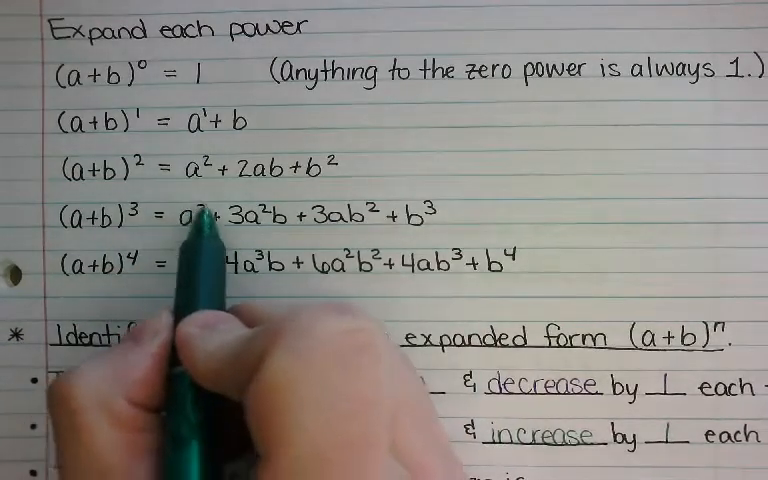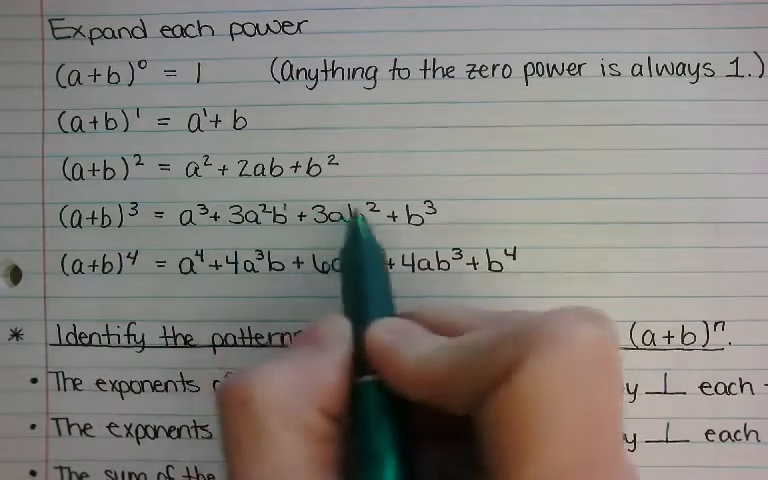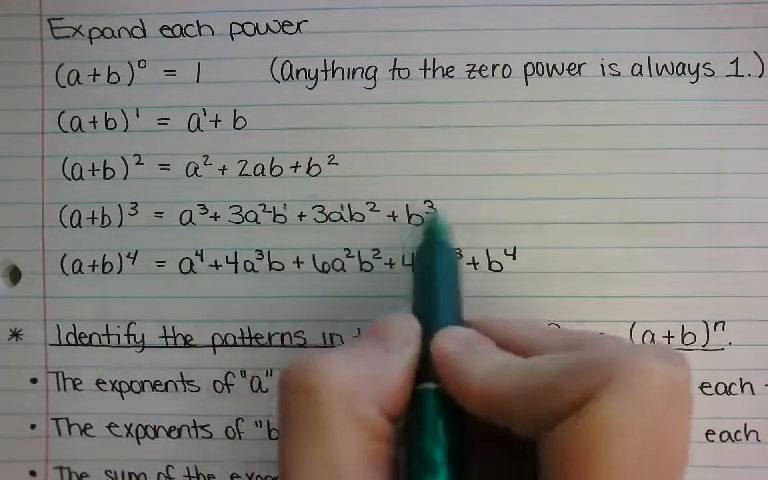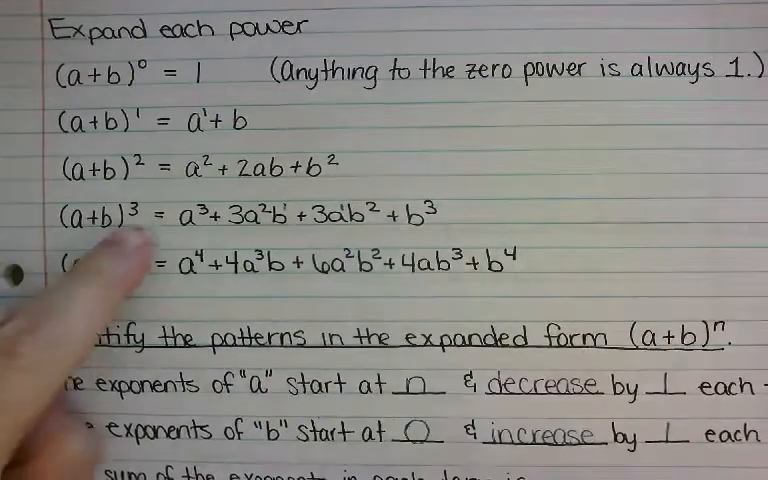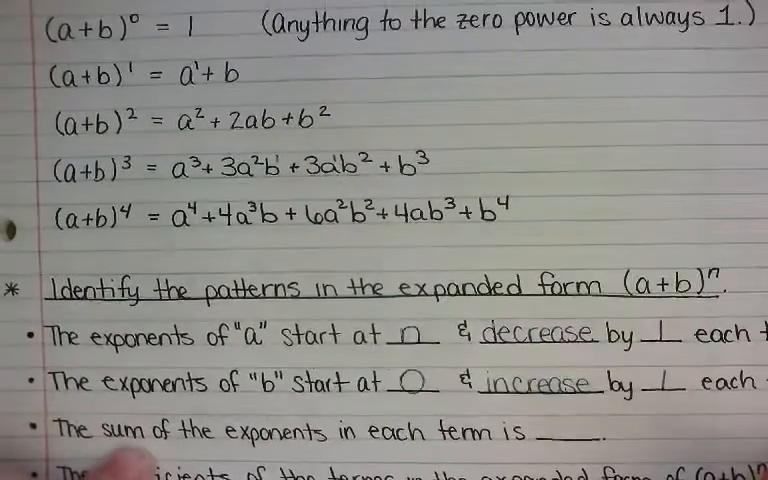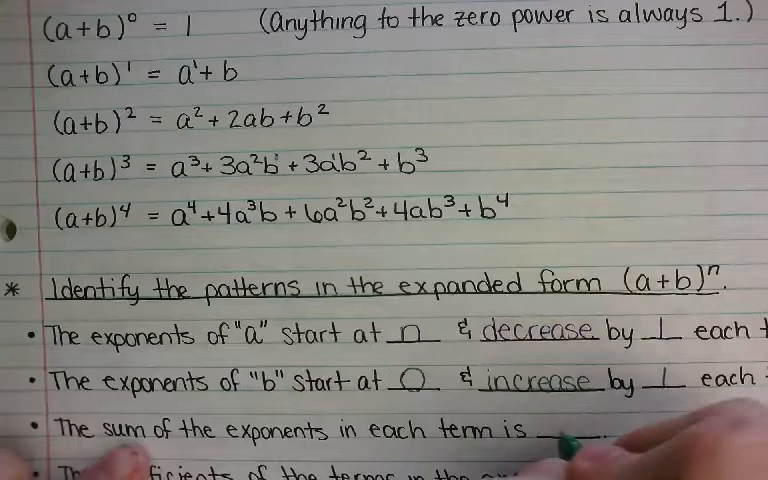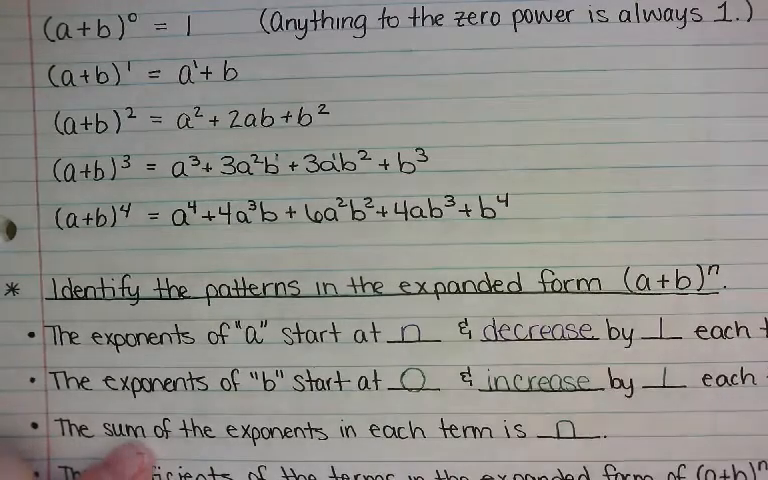This exponent is 3. If I put a 1 there, those add up to 3. If I put a 1 there, they add up to 3. And that one's a 3 because it is a third degree polynomial. So the sum of the exponents of each term is whatever the exponent is.